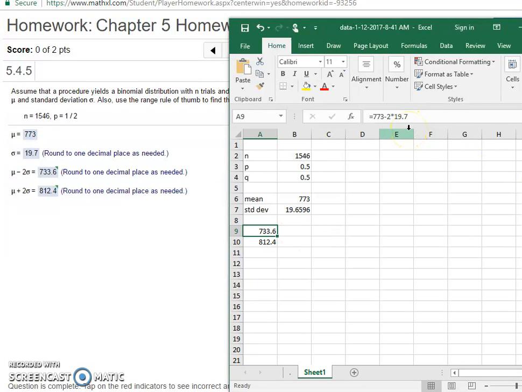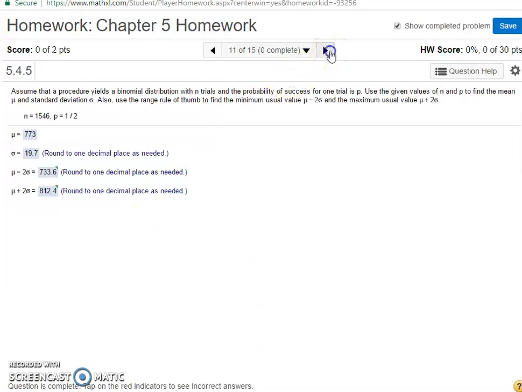I can do this either on my calculator or in Excel. Note if you're doing it on a calculator, order of operations matters, you have to multiply 2 times the standard deviation. So we're doing the mean minus 2 times the standard deviation. I have to do that multiplication first on my calculator. When I do my formula, I get 733.6, and when I add 2 times the 19.7 to the 773, I get 812.4. So that's my solution for that part.